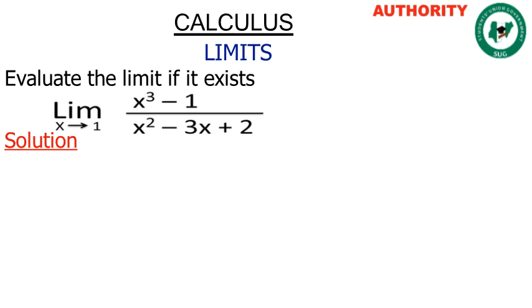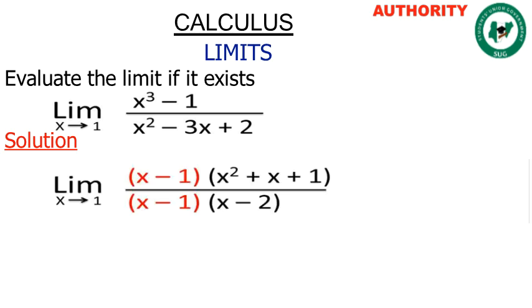Now what are we going to do? Let's see. We are going to have the limit as x approaches 1. This x cubed minus 1 can be written as (x minus 1) in bracket (x squared plus x plus 1). Please, if you don't understand this, please watch our introduction to limit. Okay, you're going to understand better. So we have the limit as x approaches 1, (x minus 1)(x squared plus x plus 1). So this is the same as x cubed minus 1.